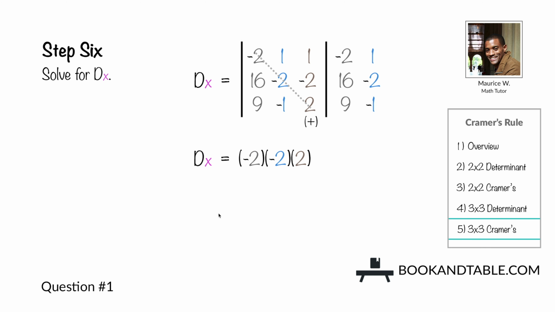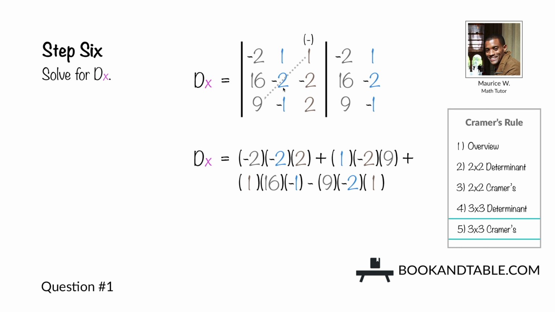So we have negative 2 times negative 2 times 2 plus 1 times negative 2 times 9 plus 1 times 16 times negative 1 minus 9 times negative 2 times 1 minus negative 1 times negative 2 times negative 2 minus 2 times 16 times 1. So once we do this, we have the expression we need to solve for dx.